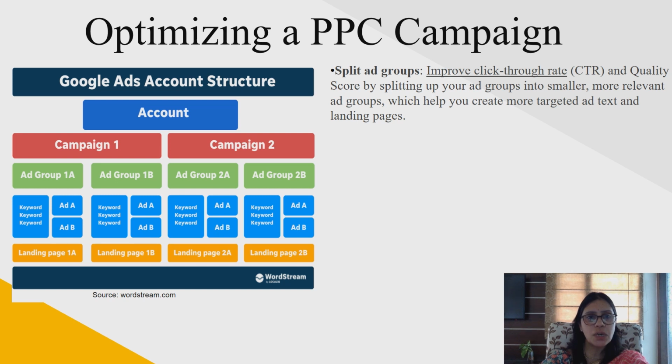So you can see here in the diagram that you have a Google ad account structure. There is one account. Under that account, you are running two campaigns, 1 and 2. Now campaign 1 comprises ad group 1A and ad group 1B. Against ad group 1A, you have a landing page 1A. Similarly, against ad group 1B, you have a separate landing page. So in that case, you have two different landing pages. And again, from ad group 1A, you have a different set of keywords, A and B. And similarly, in ad group 1B, you have another set of keywords, A and B.